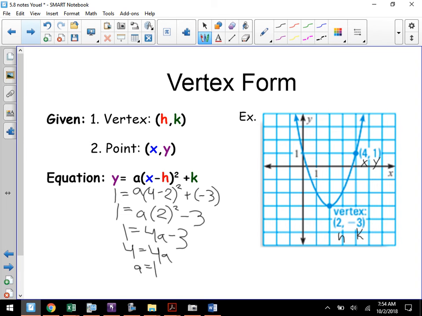But you're not done yet because they're asking you for an equation. So now you have your a value. All you have to do is put the a value back into the equation with the h and the k, so your vertex, and that would be your answer. So here, we're going to have y is equal to 1 times (x minus 2) squared plus k. K is -3, so minus 3. And there's the equation of this graph in vertex form. You guys get that? Any questions on that one? Okay.